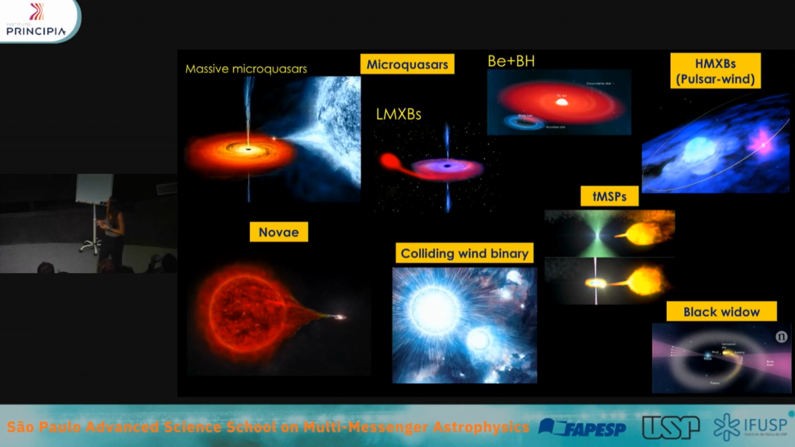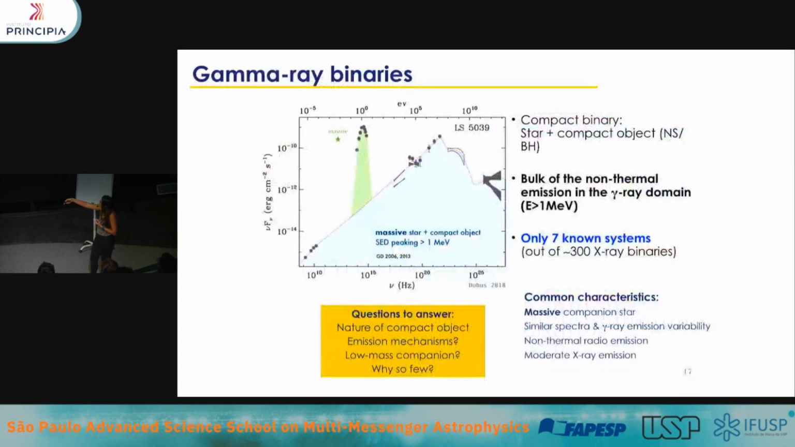And then you have colliding wind binaries, which is basically two massive stars, like a luminous blue variable, like Eta Carinae. I'm sure you are familiar with this system. In this system, you can detect a very high energy emission. So you see that in general, we have a lot of systems, and I have already told you more or less that some we have detected, some not. So why are these systems interesting? Well, let me just show you briefly.